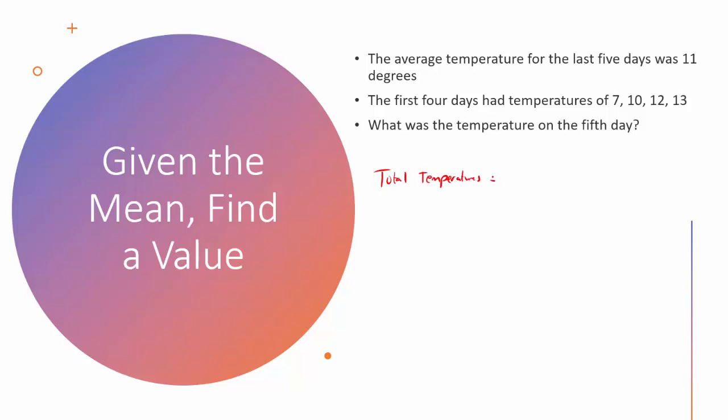So the total of the temperatures for 5 days, the average was 11 degrees. So it's going to be 5 multiplied by 11, which is 55. So the total temperatures add up to 55.